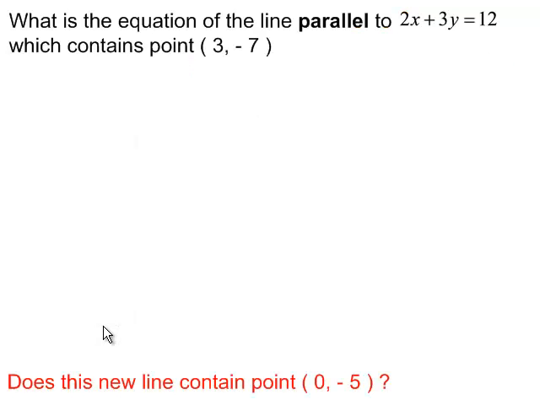Okay, if you're given an equation and you want another line to be parallel to that equation and pass through a point, you need to identify the slope of the original equation. So for the original equation, first step, find the slope. That basically means solve for y.